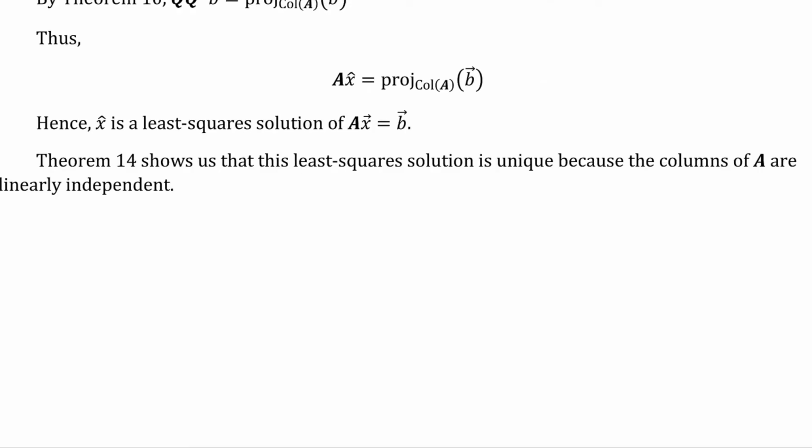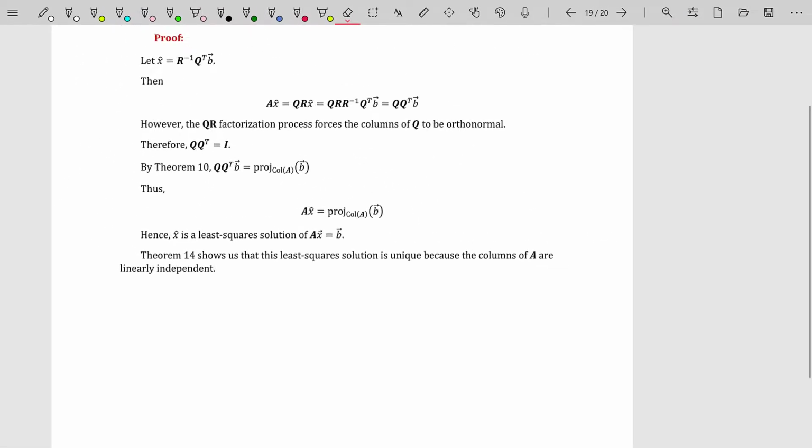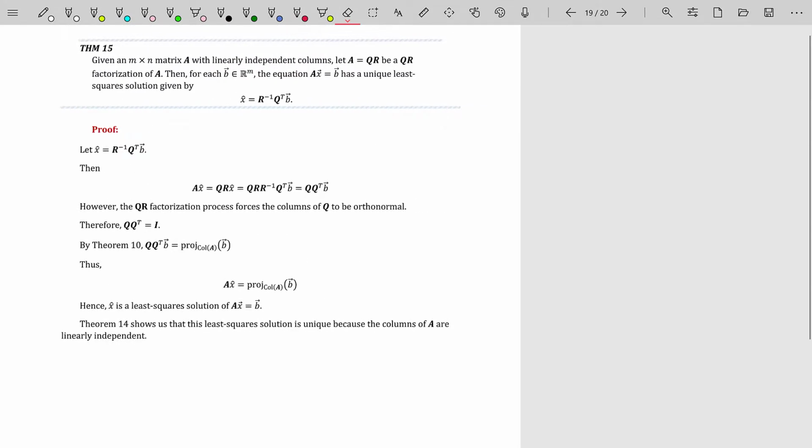Now, Theorem 14 shows us that this least squares solution is unique because the columns of A are linearly independent. So it's the only solution, and that proves this theorem. It's a lot to take in, but actually not such a terribly bad proof. Spend a while thinking about it, I challenge you. Anyhow, that's all I have for this video, and we are done with the least squares problems, at least the theory. In future videos we will deal with applications of least squares problems, or in other words, least squares models.